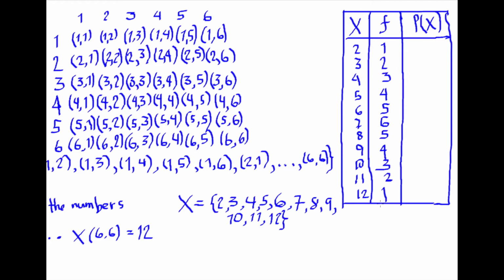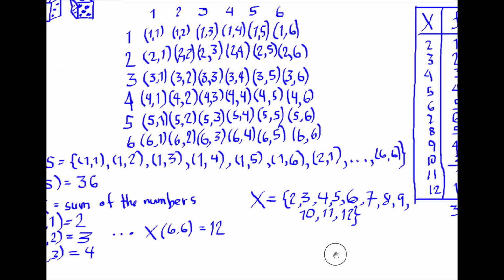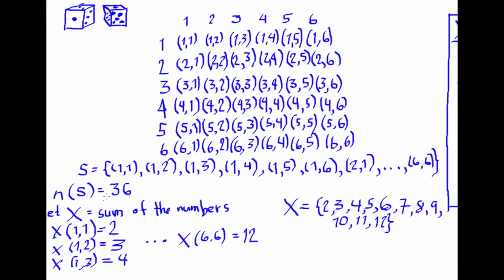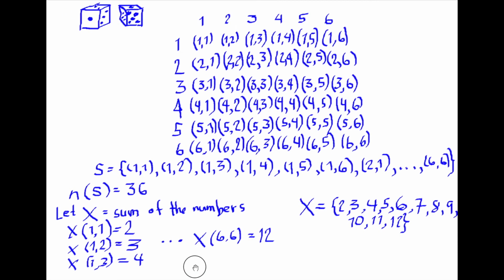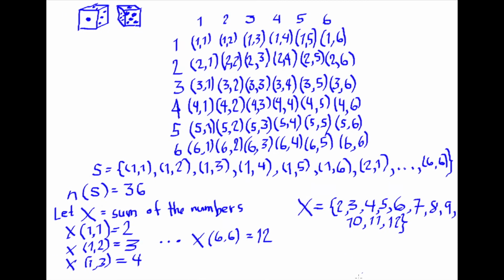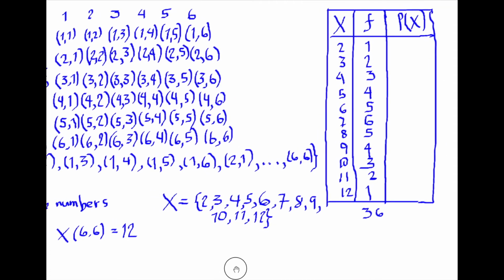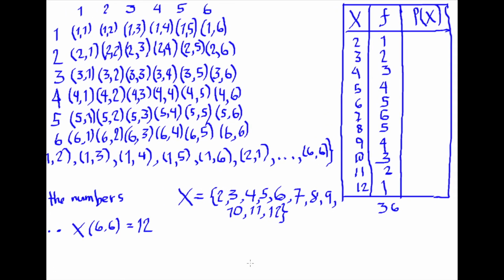So we want to get the total. The total here is 36. Right? There are 36. That is the total number of your sample space, which is also denoted here as n of S, the cardinality, or the number of elements in the sample space. So what we're going to do is get the probabilities for each of them. To get the probabilities, we divide these frequencies over the total, n of S.